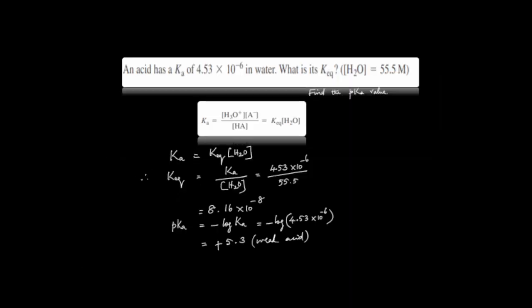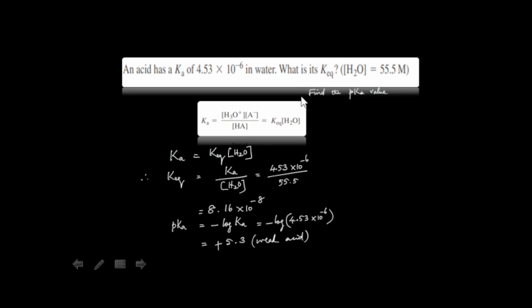Okay. There is one more question. Say an acid has a Ka value of 4.53 times 10 to the power minus 6, and they have asked for K equilibrium. Here the concentration of water we have to consider as 55.5 moles. How to calculate it: the volume 1000 divided by the molecular weight 18. So you will be getting the value as 55.5.